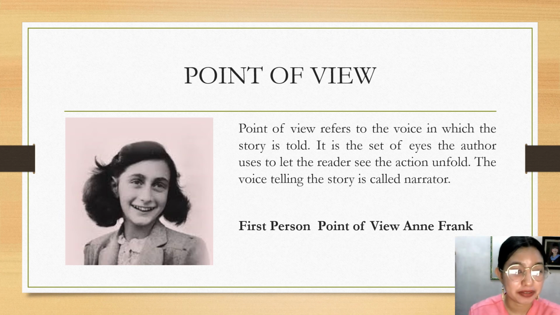Next is the point of view. Point of view refers to the voice in which the story is told. It is the set of eyes that the author uses to let the reader see the action unfold. The voice telling the story is called the narrator. In the novel The Diary of Anne Frank, the point of view is first person because the story is told through Anne's eyes and through Anne's voice.